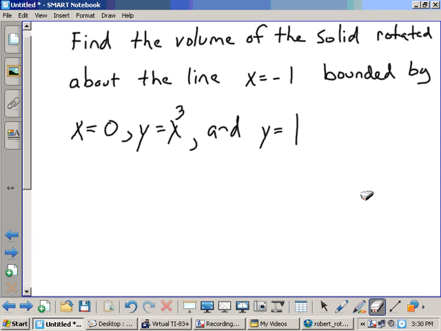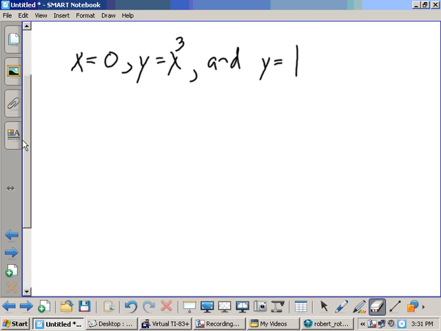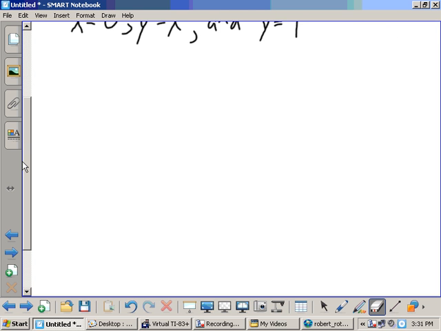Okay, we're going to look at the volume of a solid that's rotated about the line x equals -1, bounded by x equals 0, y equals x cubed, and y equals 1. This time I want to take a look at this bounded region by using the washer method.